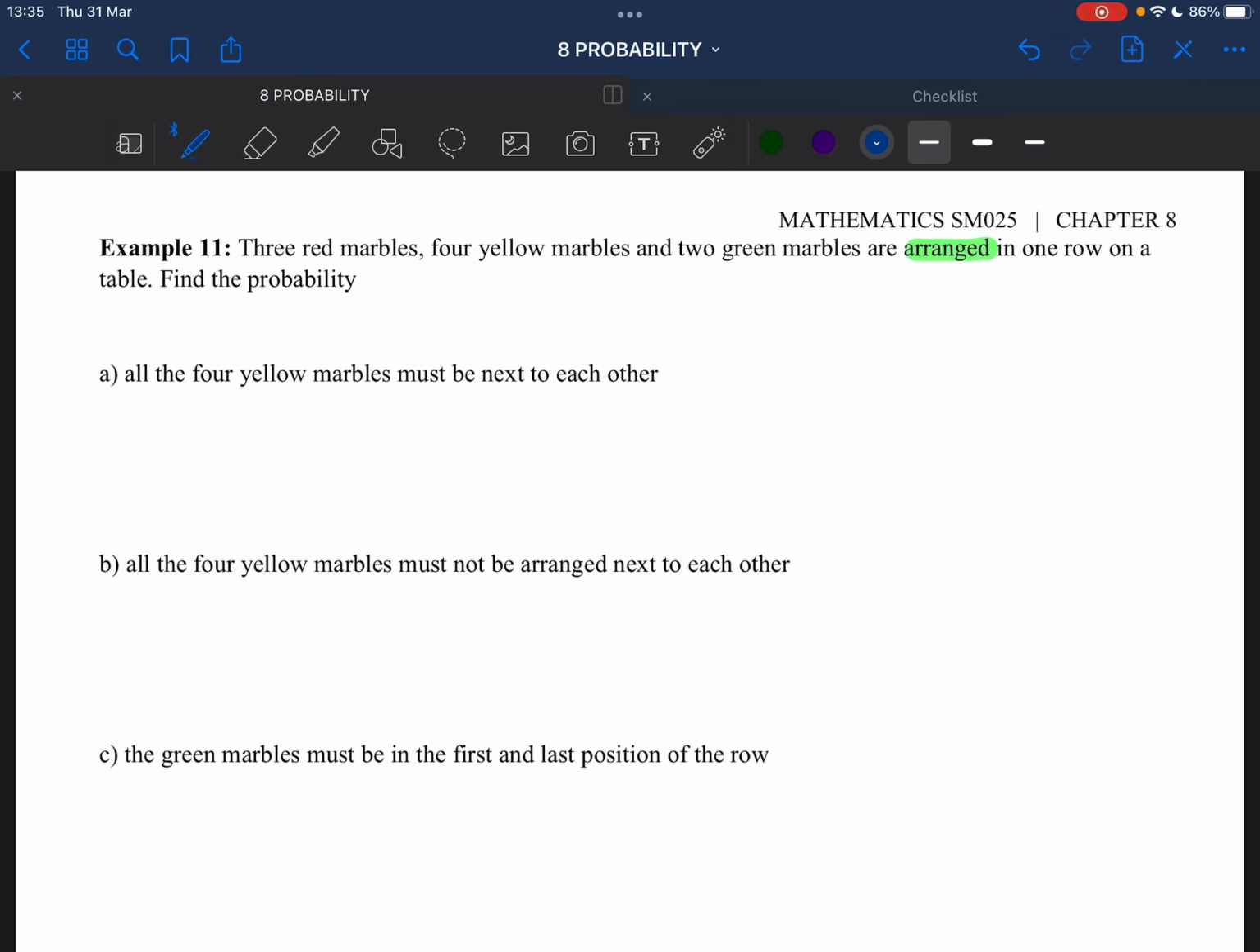So what we have to do here, nS is equal to, so here we have 4 yellow, 2 greens, red, 3 red.